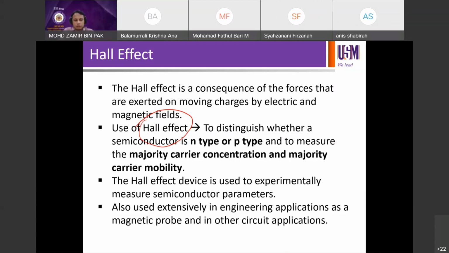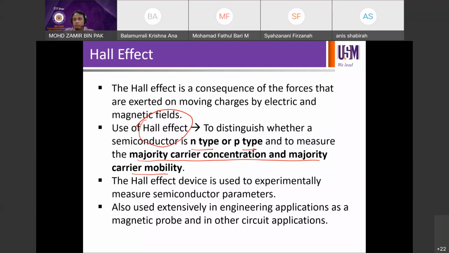The Hall effect machine or equipment, we use it for determining whether your semiconductor material is p-type or n-type. So that is one. And to measure the majority carrier concentration and mobility. For example, if you grow, I think some of you are working on zinc oxide, right? Or some perhaps working on silicon, or perhaps some of the materials that you grow.